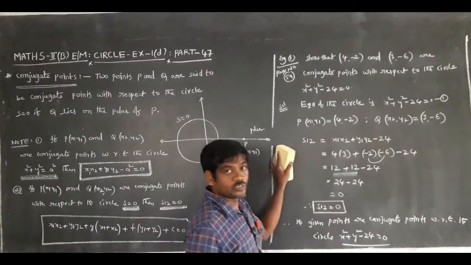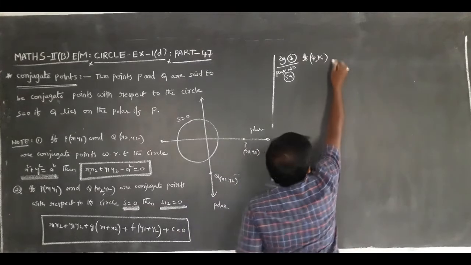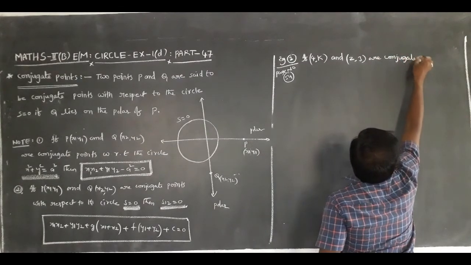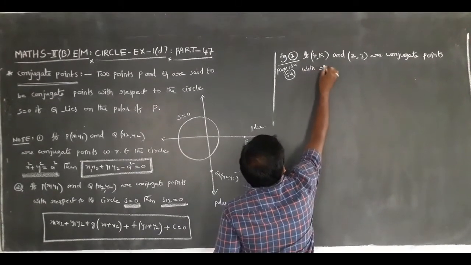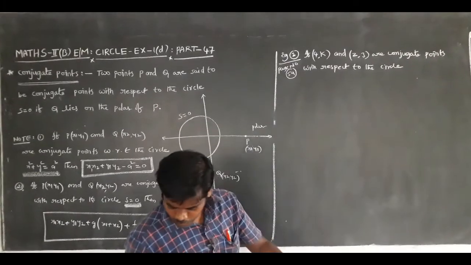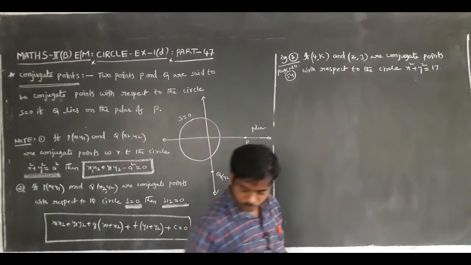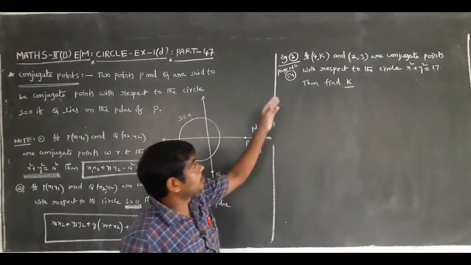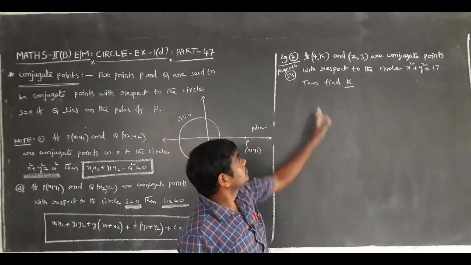Again, one example. Example number 2. If (4, k) and (2, 3) are conjugate points with respect to the circle x² + y² = 17, then find k.